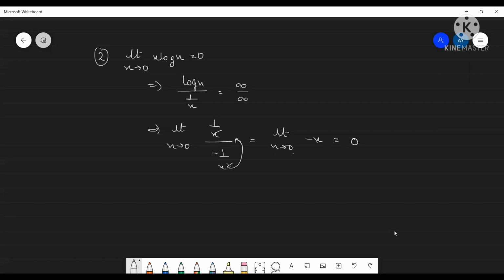Am I clear? The reason we are writing this as 1 by x is because we wanted to solve it using L'Hospital's rule. So this will be in the form of infinity by infinity, so you got to differentiate. d by dx of log x is 1 by x and d by dx of 1 by x is minus 1 by x square. This is the second question.